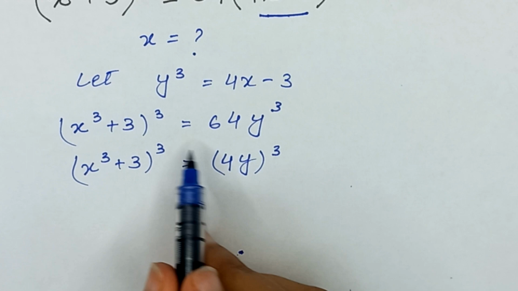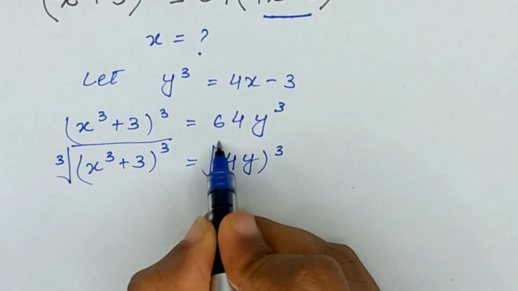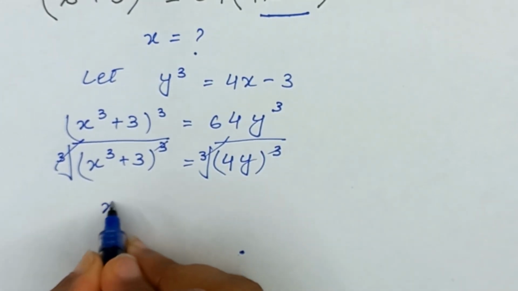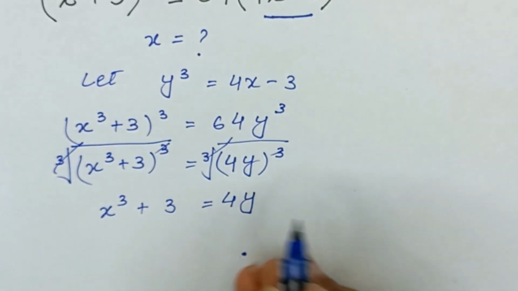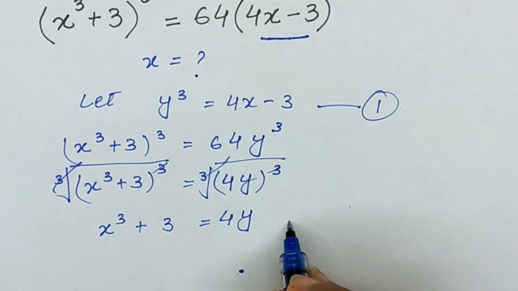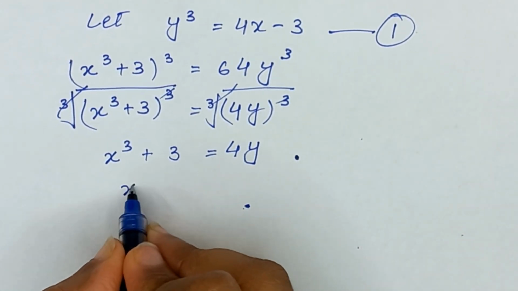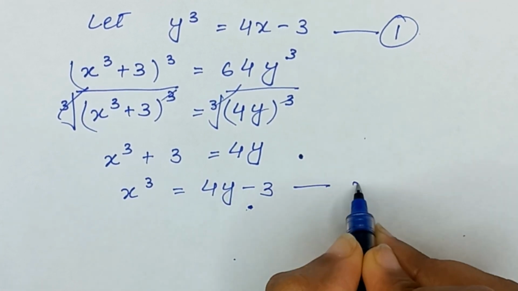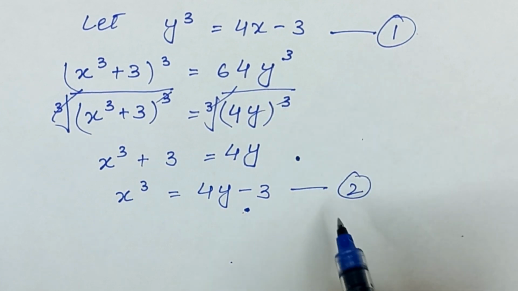Now, to remove this cube on both sides, I will take the cube root on both sides. So it will cancel out, and here we have x³ + 3 = 4y. I will call this equation number 1, and this equation number 2 after rearranging it as x³ = 4y − 3.